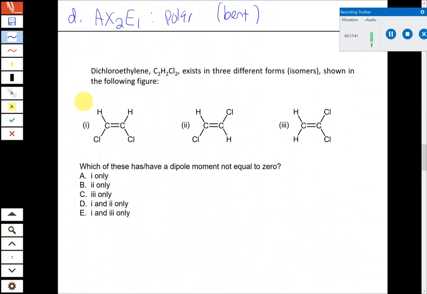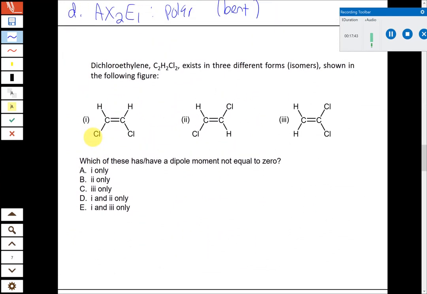Now this next one here, though, requires us to think a little bit more critically. So here we gave you three isomeric structures. Isomers are basically molecules that have the same chemical formula but different structures. And for these molecules, because we have a carbon-carbon double bond, you can't rotate a pi bond without breaking it. So all these three structures are distinct from each other.